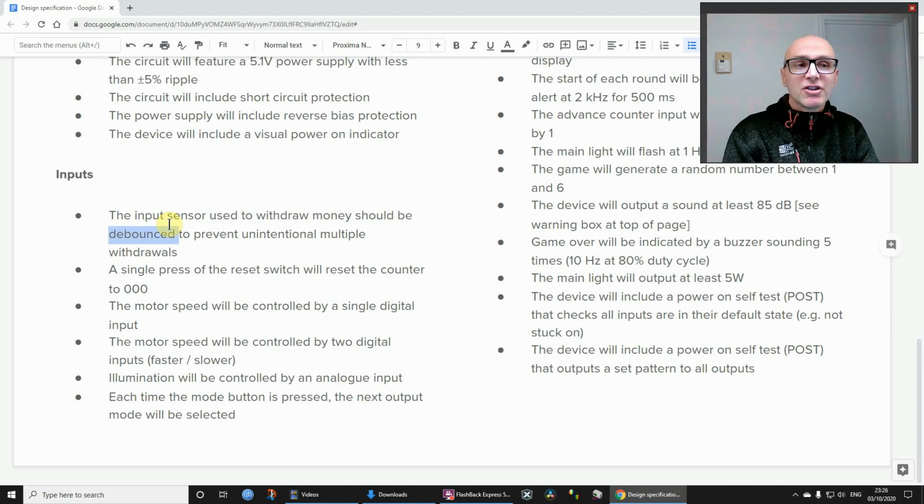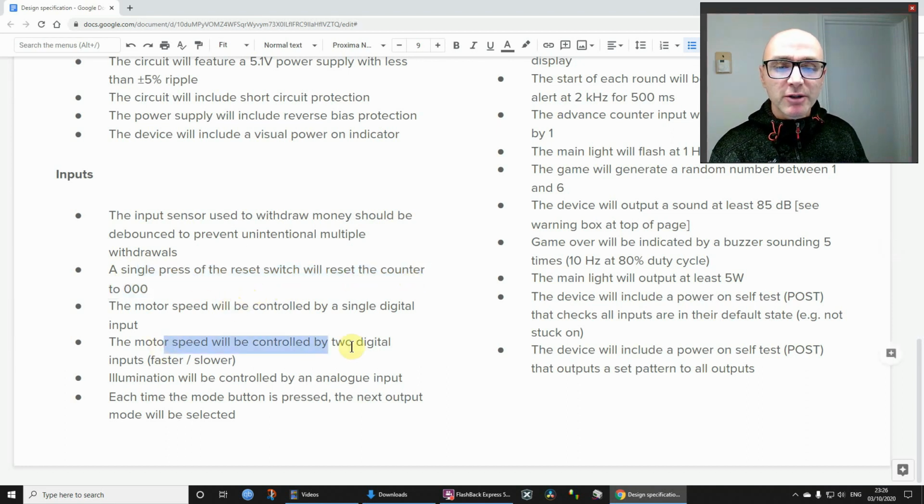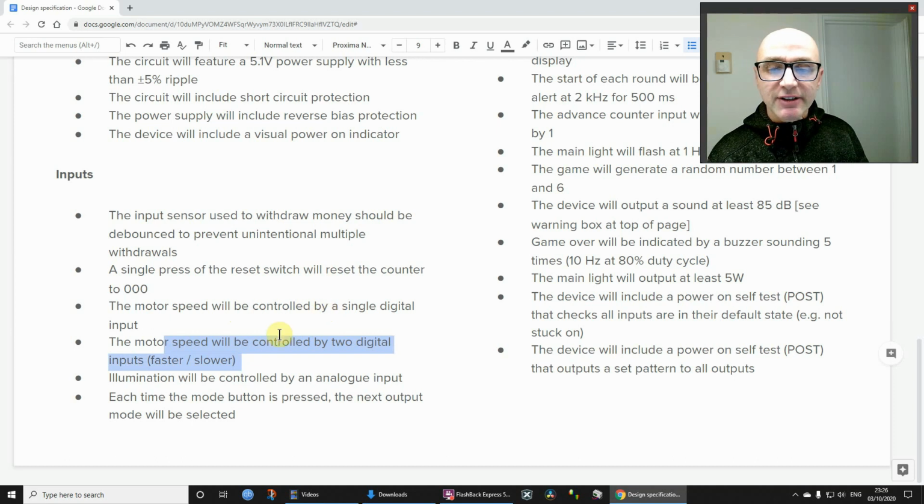If you're a GCSE student and don't know about it at this moment, then it's going to be covered shortly, okay? You could also say something like a single press of your reset switch will reset your counter to 0. Yeah, okay, so all of these things, motor speed will be controlled by 2 digital inputs. One will go faster, one will go slower, okay? Easy, it is not subjective at all.